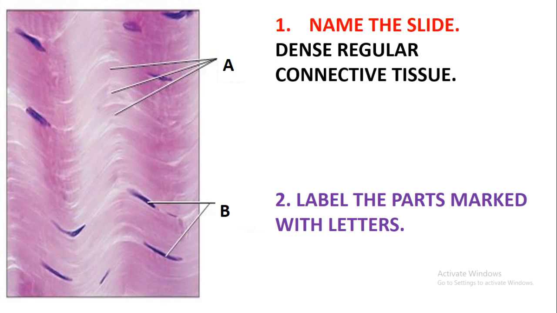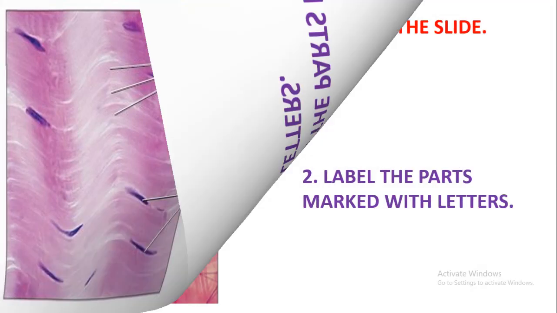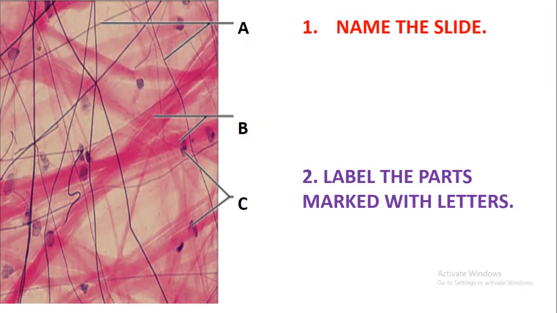Label the parts marked with letters. The first one, A, is just the collagen fibers, and the second one, B, is just the nuclei of the fibroblast. Let's quickly look at the next one.